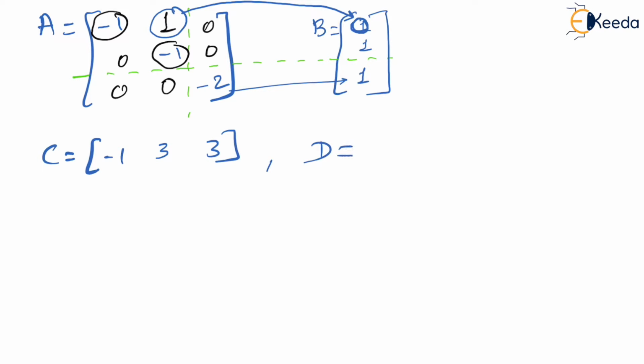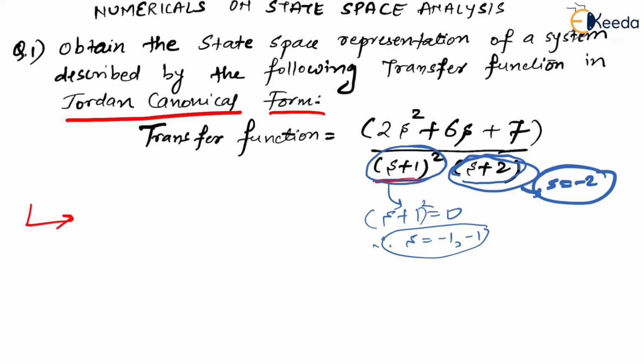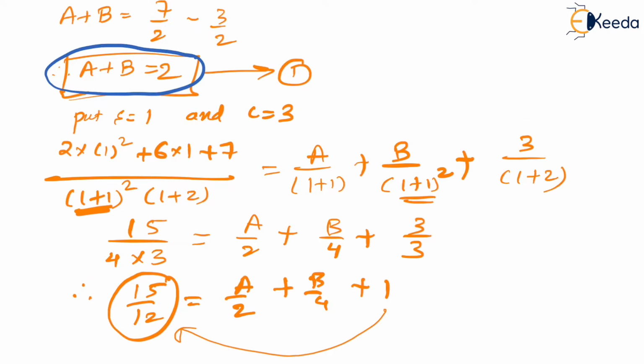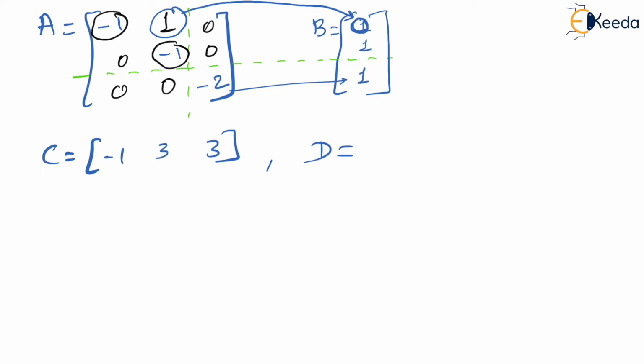Now, what is D here? We know that D is equal to B naught, but if you see here, the degree of numerator is 2 and the degree of denominator is 3, which means it is a strictly proper transfer function. The moment it is strictly proper, B naught is equal to 0. If B naught is equal to 0, then matrix D is going to be 0. So at the end you get D equal to 0. So this is the state space representation of the transfer function shown in a Jordan canonical form.